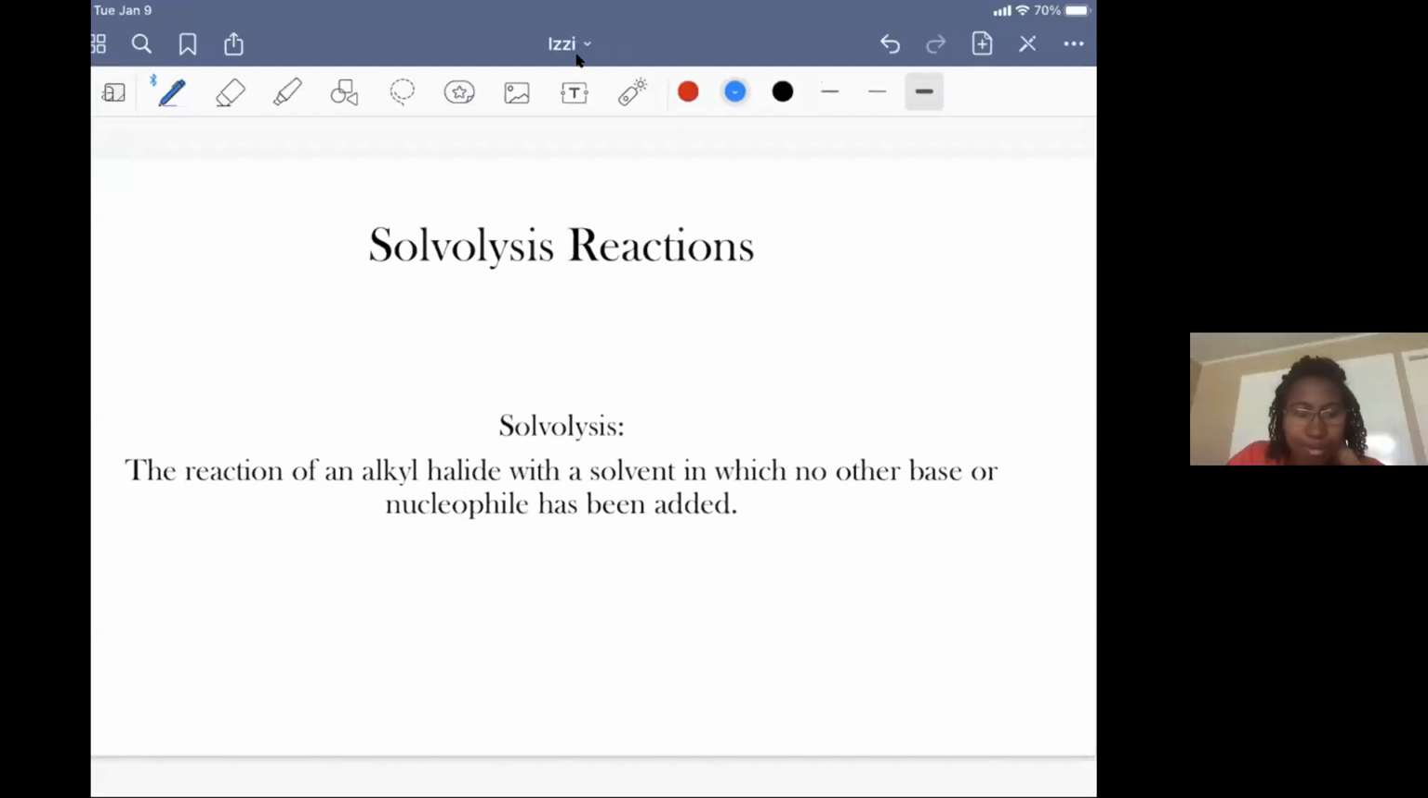Yep, looks good. Perfect. Hi guys, my name is Isabel and I'm usually a study group leader, but today I will be teaching you about solvolysis reactions. So just to get started, we're mostly going to be talking about E1 and SN1 reactions, and these reaction mechanisms are similar to what you've already seen. But to define solvolysis, it's the reaction of an alkyl halide with a solvent where no other base or nucleophile has been added. And you'll see how that applies through examples that we're going to do.